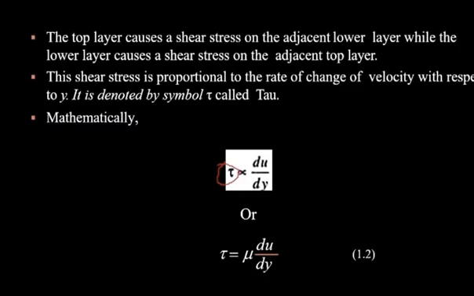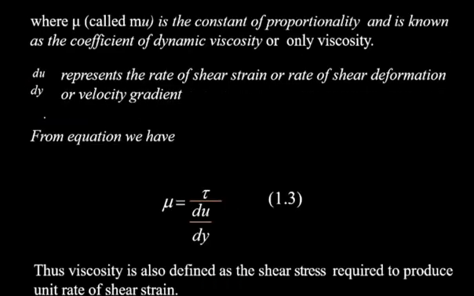This shear stress is proportional to the change of velocity with respect to y. Mathematically, we can say that tau is proportional to du by dy, the differentiation of u by differentiation of y. When this proportionality is equated, we get a new term, that is mu. So tau is equal to mu into du by dy. And what is this mu? Mu is called the constant of proportionality and is known as the coefficient of dynamic viscosity.